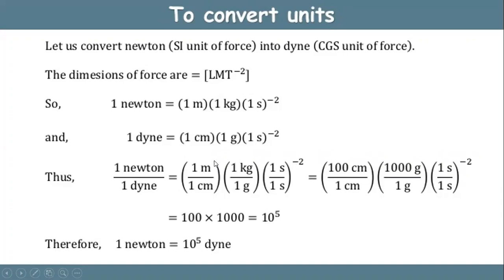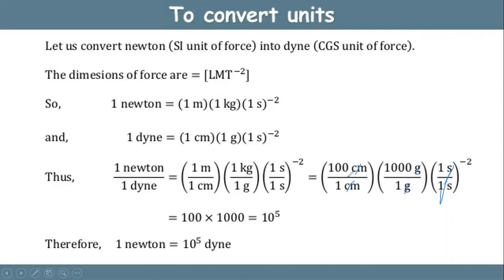Now we are going to convert the meter into centimeter. So it is 100 centimeter by 1 centimeter, 1 kg into gram, 1000 gram by 1 gram, 1 second by 1 second. Here the centimeter and the centimeter will get cancelled. The gram and gram will get cancelled. And these two terms will get cancelled. So when you cancel it, what you get is 1 second and 1 second, that is 1 raised to minus 2, that is nothing but 1.